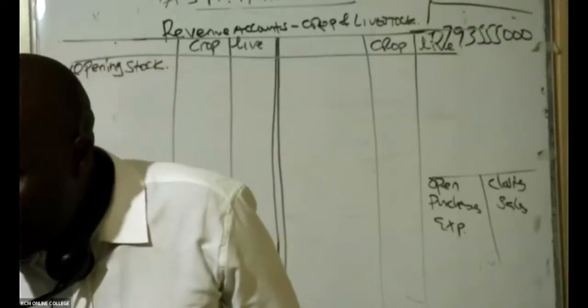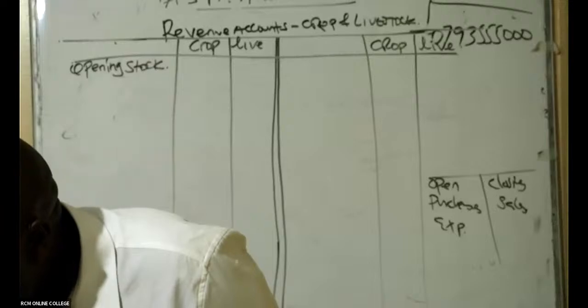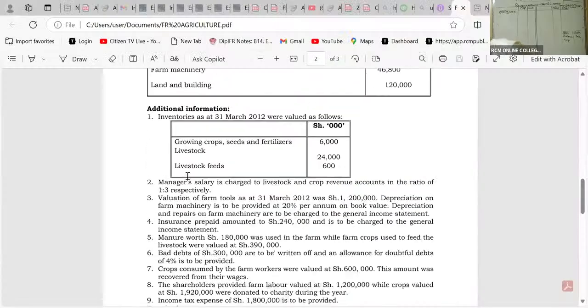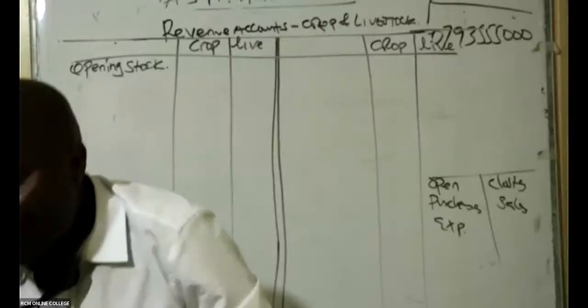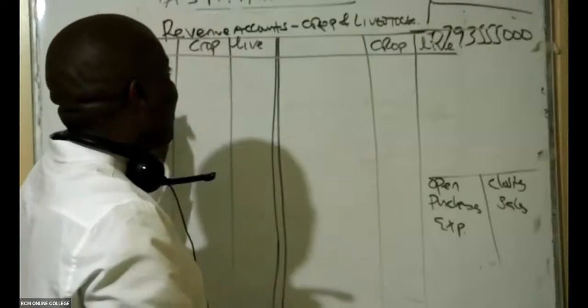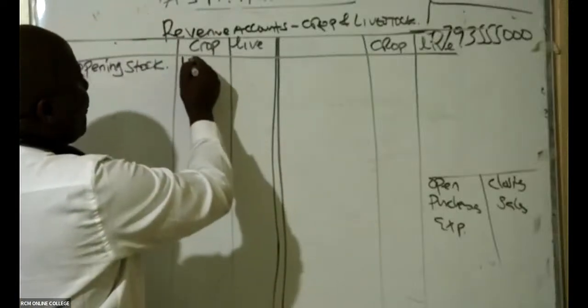Do we have opening stock in this question? Oh yes. In the trial balance, these are 3 marks. In the trial balance, you'll be able to see inventories as at the beginning, 2011. Inventories. These are opening stocks. I can see growing crops, seeds, and fertilizers, 12,000. So this 12,000 amount will be put under crops. So opening stock for crops, with their fertilizers and everything, 12,000.